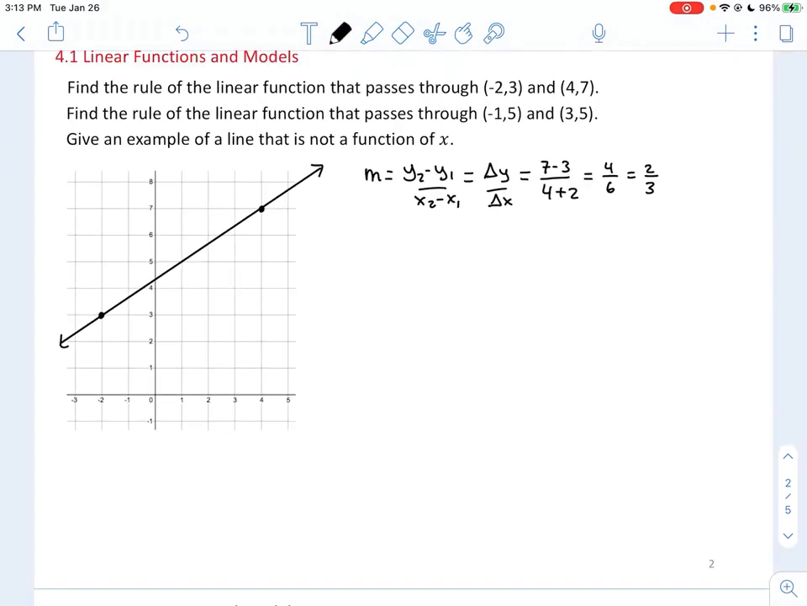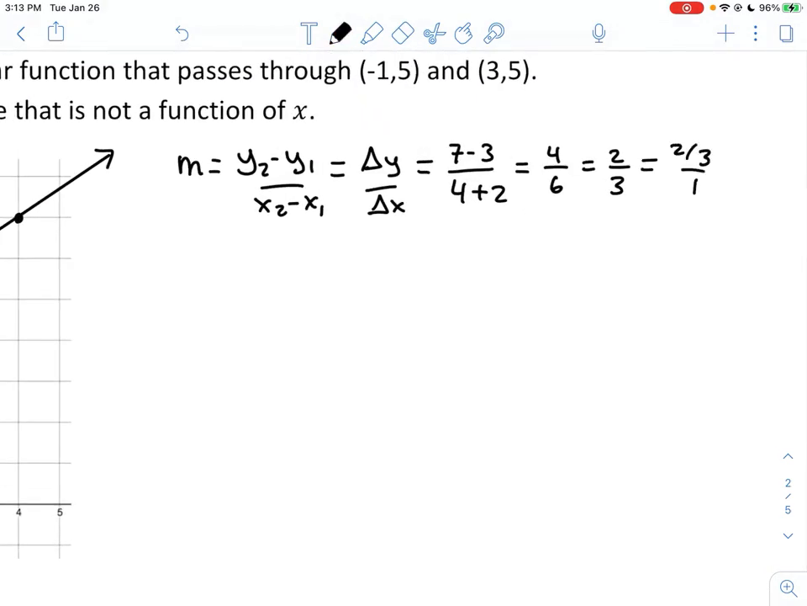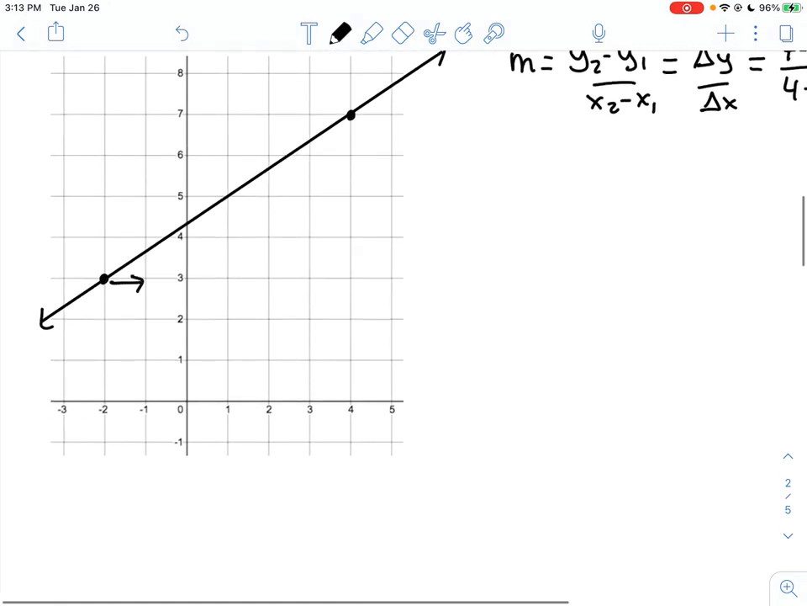You could also interpret this as 2/3 over 1, meaning that if you go over 1, you would go up 2/3. So go over another 1 and up 2/3 more, and that should take you to where the y-intercept is. That's one way to find the y-intercept. Let me show you another way.